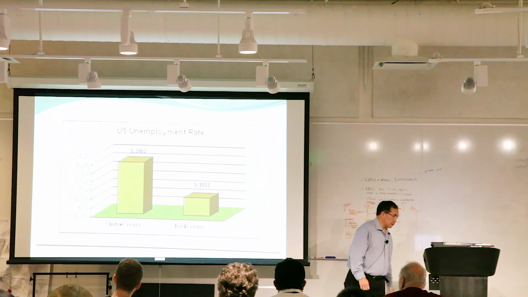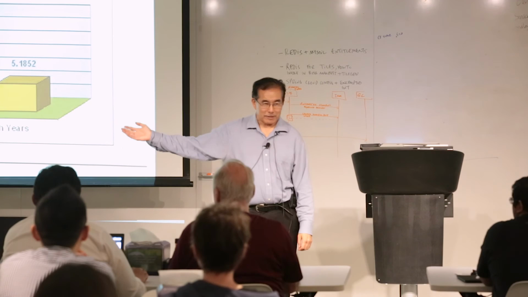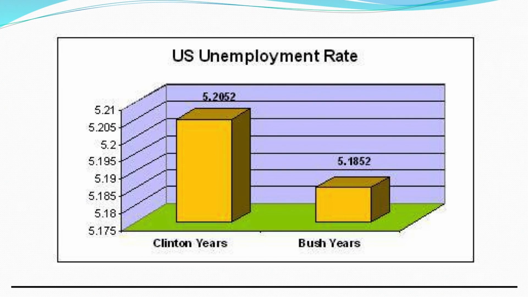So let's take a look at another simple chart. Does anybody have a comment in terms of what this chart is showing and what its problems are? Yes. Aside from it being a 3D chart, which makes it difficult to read, it also starts at 5.175, which is going to really overemphasize the difference between the two bars. Exactly. That's perfect. And so that's one of the issues.